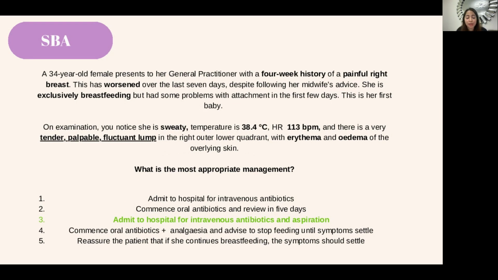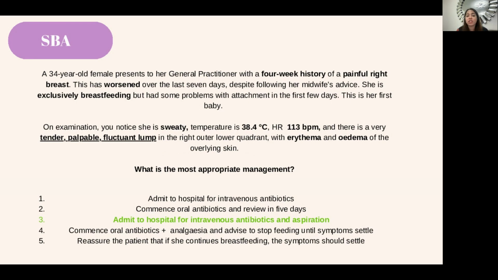And then once you've examined her, you notice she's sweaty and she's febrile, so that's concerning. She's tachycardic, so these are sort of maybe septic looking pictures, or at least she's definitely unwell. And then, as we said, there's a tender, palpable and fluctuant lump.